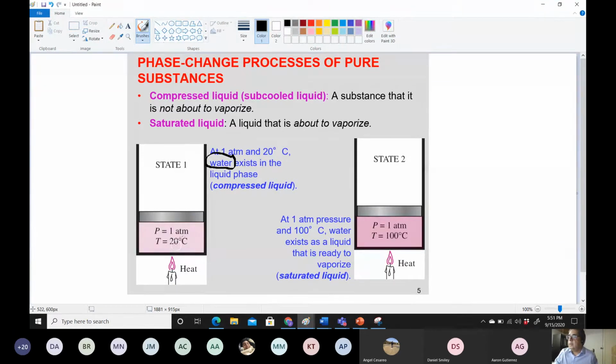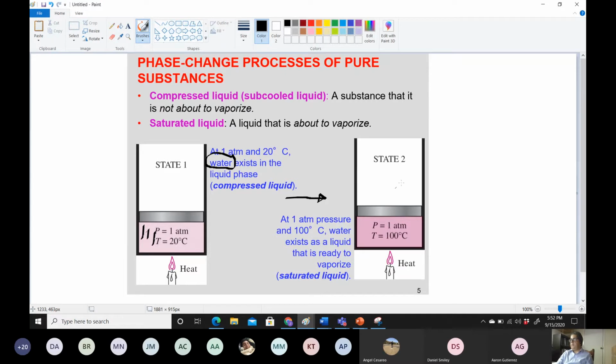liquid. Anyway, I'm trying to draw liquid. All right, so there's liquid in here. And now let's suppose that sometime later, we now take the temperature up to 100 degrees, and it's still 1 atmosphere.